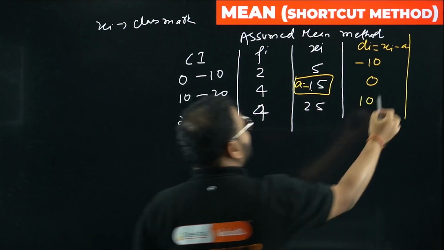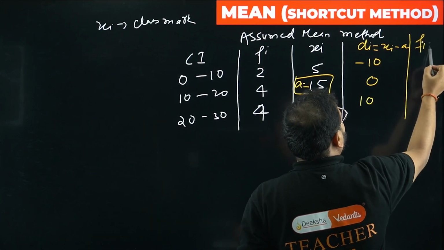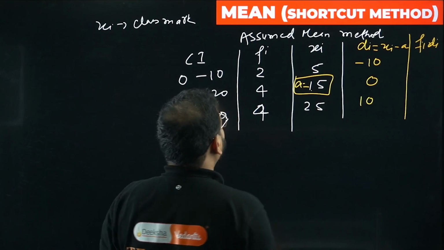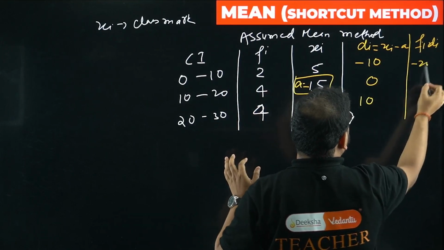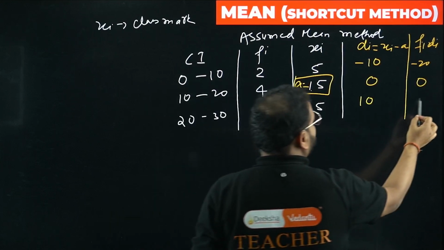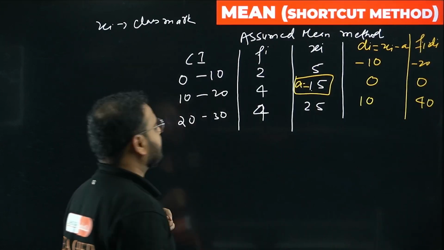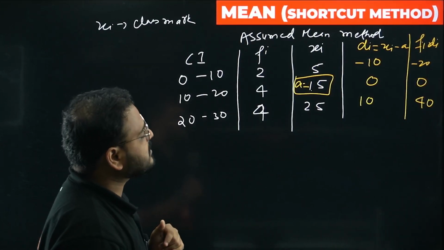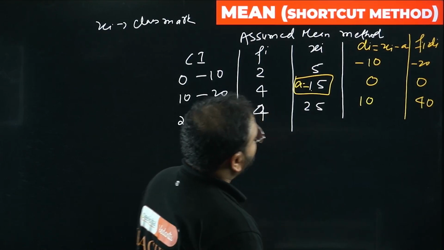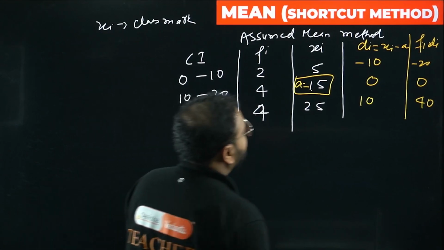Next, the same thing you have to do with fi. So we will find fi di. 2 into minus 10 is minus 20. 0 into 4 is 0, and 10 into 4 is 40. What I'm getting is 0 and 40, that is correct, no? Okay. Now what is the step?